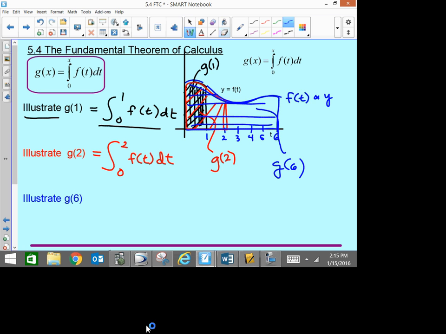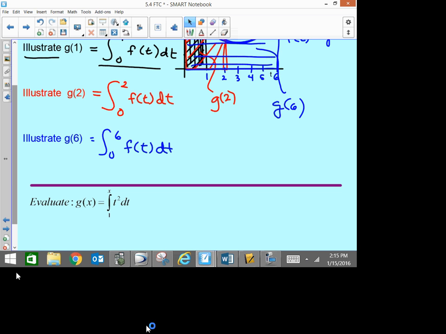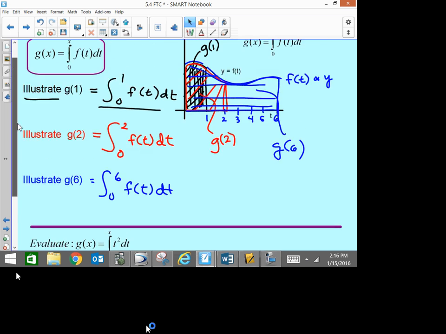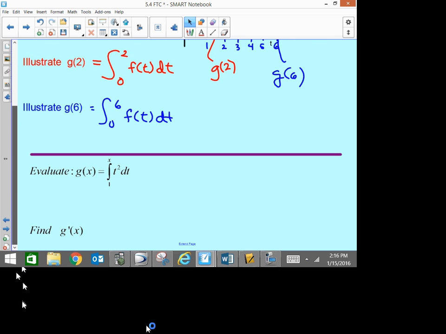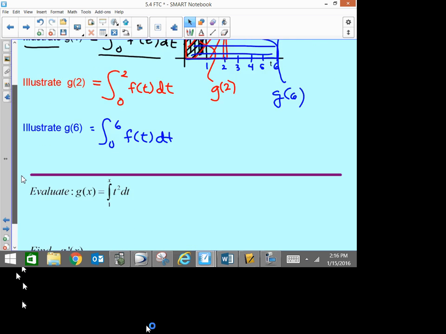Because that is the integration from 0 to 6 of f of t dt. Okay? So, a function value, and again, remember G of x, G of 6 is a number. Well, what number is that? We don't know, but we do know it's the number that represents the area under this curve from 0 to 6. Okay? All right, let's take a look at another.